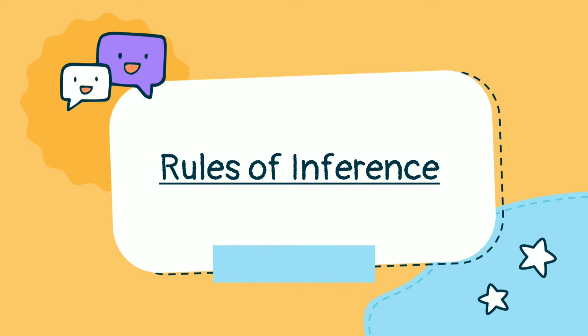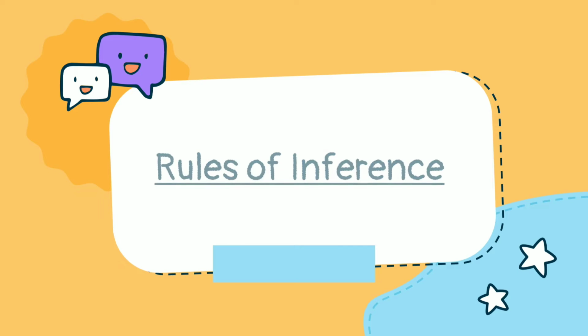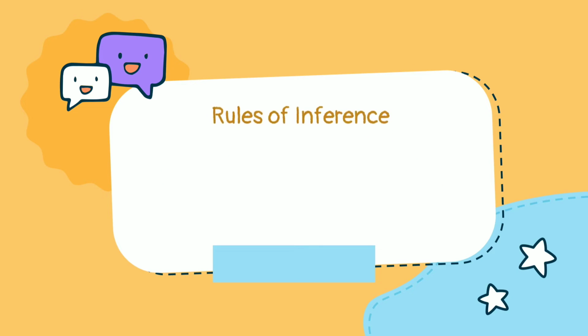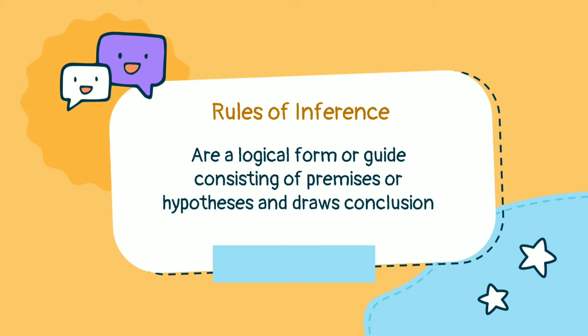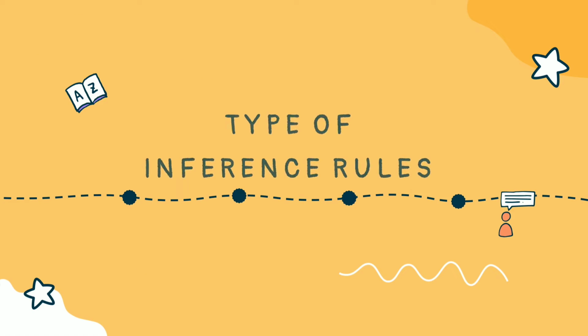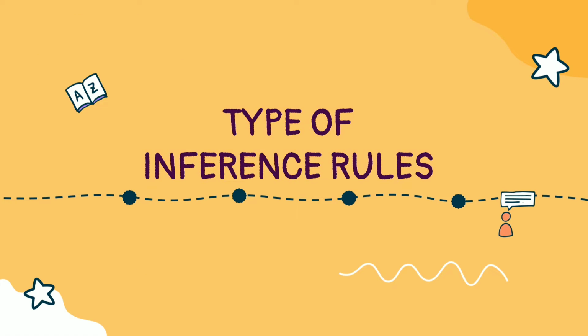Okay, we can solve that problem by using the rules of inference. What are the rules of inference? The rules of inference are a logical form or guide consisting of premises or hypotheses and drawing conclusions. There are many types of inference rules in mathematical logic, but in this case, we only use 3 types of inference rules.